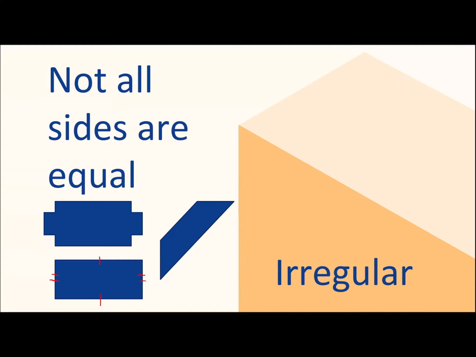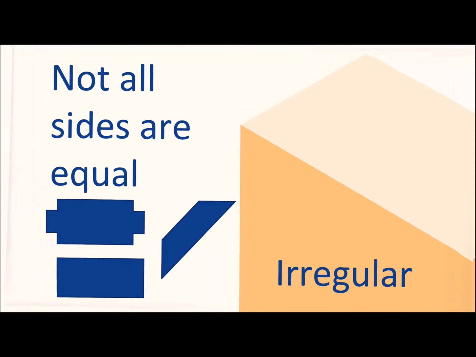There we have an irregular trapezium. So we have sides that are not equal. You can have a shape where 5 sides are equal, but one side is different in a 6-sided shape, and that's irregular. So regular, all the sides are equal. Irregular, not all the sides are equal. 2 words to go. Let's have a look.